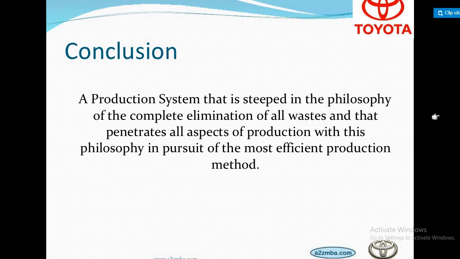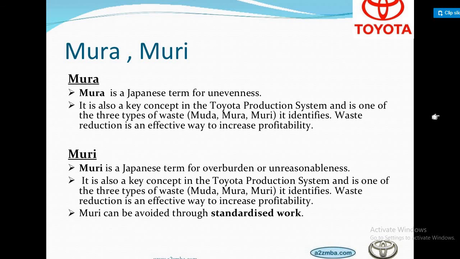What is the conclusion of this? The Toyota production system is steeped in the philosophy of the complete elimination of all waste, and it penetrates all aspects of production with this philosophy in pursuit of the most efficient production method. So these are the things that we have learnt in today's lecture about the Toyota production system.